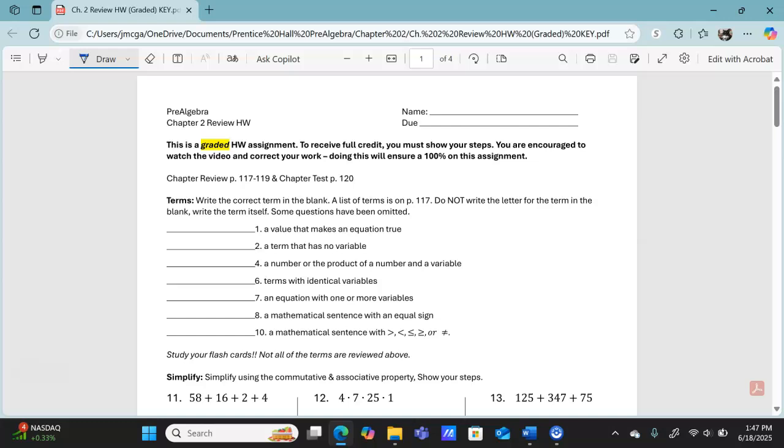A value that makes an equation true is called a solution. A term that has no variable is a constant term. A number or the product of a number and a variable is a term. Terms with identical variables are like terms. Equations with one or more variables are called open sentences.